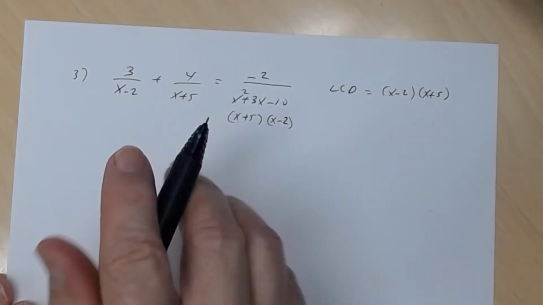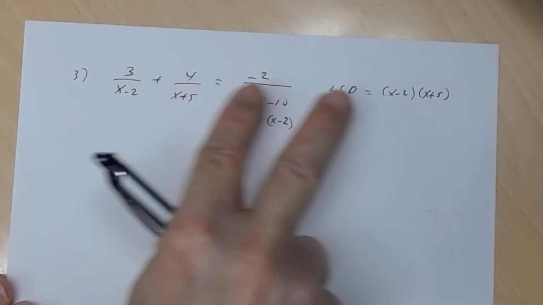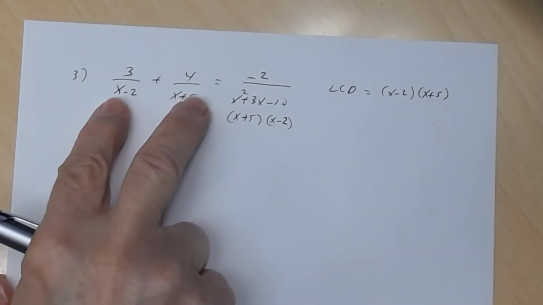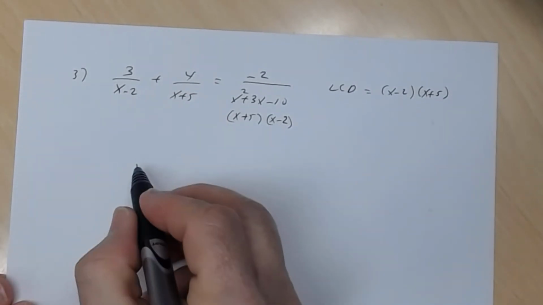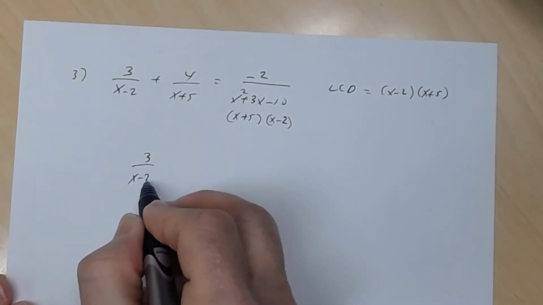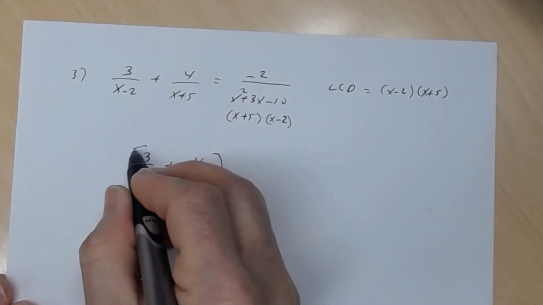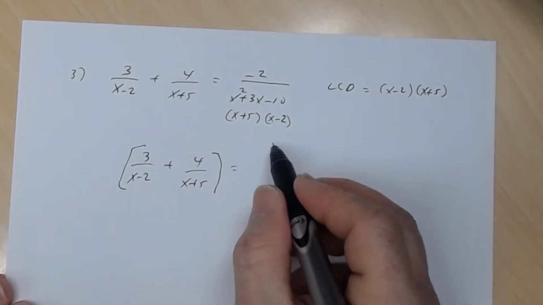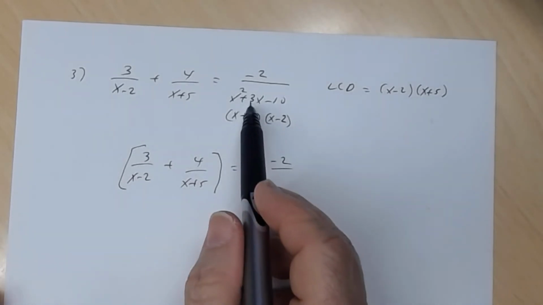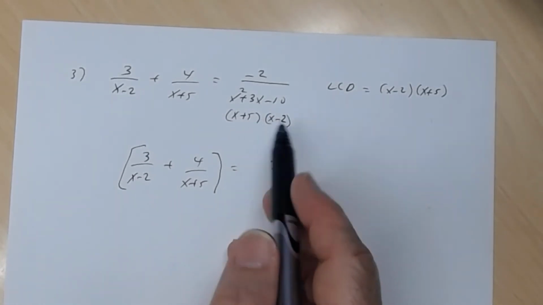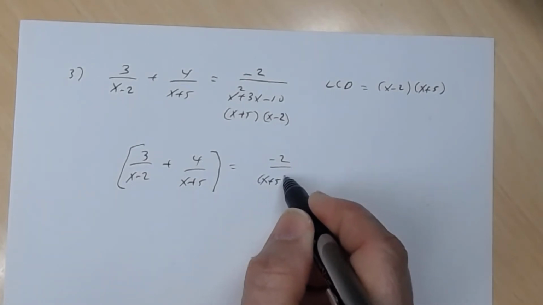All right, now the next step is to multiply both sides by the LCD. So now remember, this has two rational expressions. I'll put that in parentheses. Now listen carefully as we go through this. Put that in parentheses or brackets, however you want to do that. Equal, and then that's negative 2. Now, don't leave it as this trinomial. Leave it as a factored form. Write it as a factored form. So x plus 5, x minus 2.